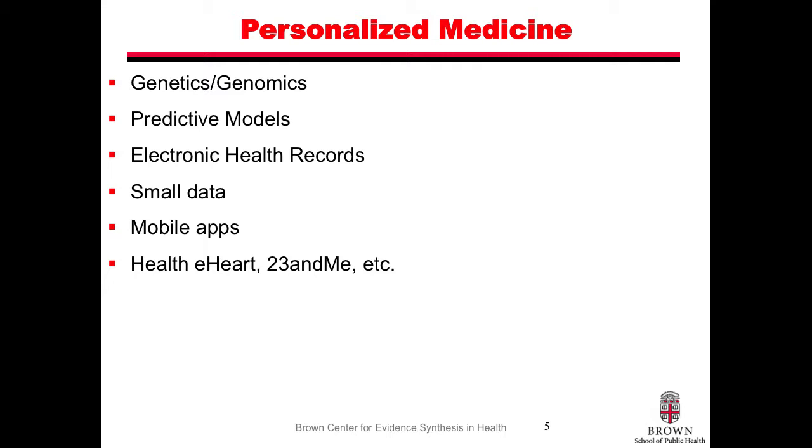We have the mobile apps, which are becoming very common these days, and I'll show you in one of the examples we've used here. We've used a mobile app to collect the information. And then there's all kinds of organizations like 23andMe and Healthy Heart and so forth, which are collecting data on masses of people, are using social networks to reach out to people and to gather information and then try to spread the findings that they have back to individuals.